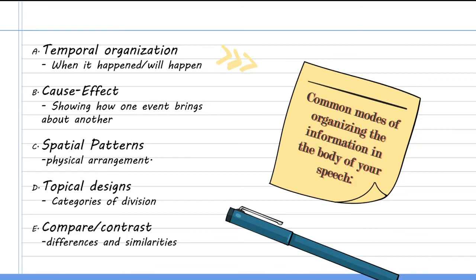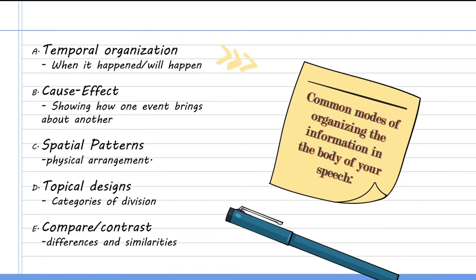Temporal organization, when it happened or will happen. Cause and effect, we already know that. Spatial patterns is about space, so physical arrangement, topical designs, and compare and contrast, like differences and similarities.